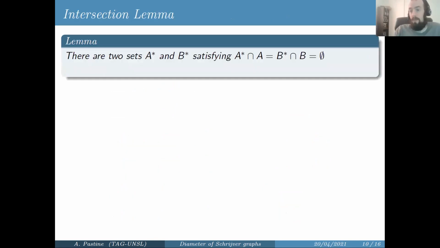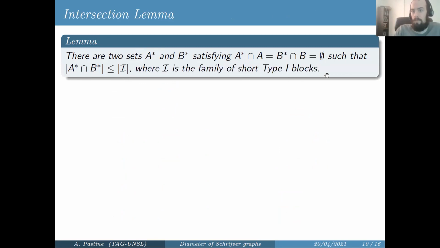So the result that we prove, and this is just counting things, counting how many things have to be in each type, is that we have two sets A star and B star, where A star is disjoint from A, B star is disjoint from B, and the intersection of A star and B star is at most the number of short type 1 blocks. Right, so that's why I specifically showed you that type of block.